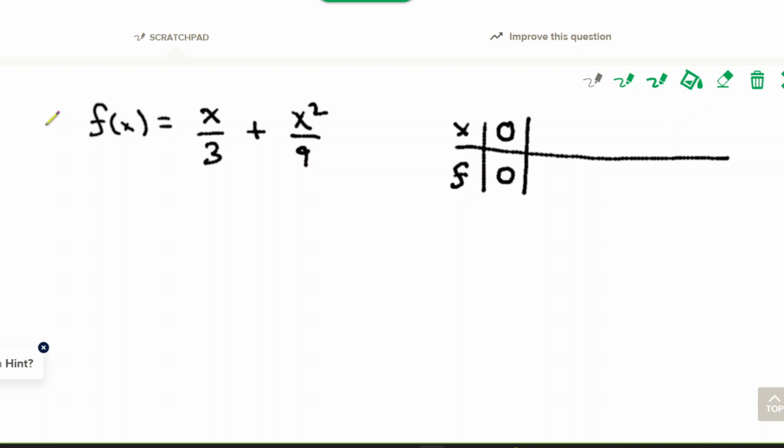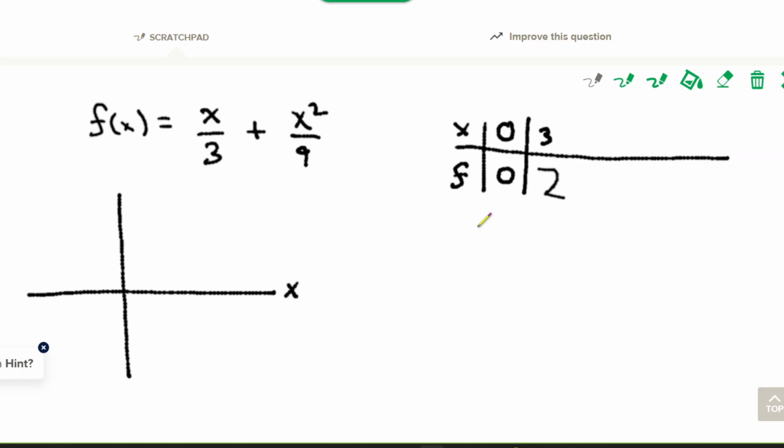Now the reason I'm going to plug in 3 is because we're dividing by 3 and 9 and things are being squared. 3 divided by 3 is 1, 3 squared is 9, divided by 9 is 1, 1 plus 1 is 2. So input 3, output 2. I'll start plotting some of these on the x-axis and y-axis. As I said, the origin is on it. Input 3, output 2, so there's another point.